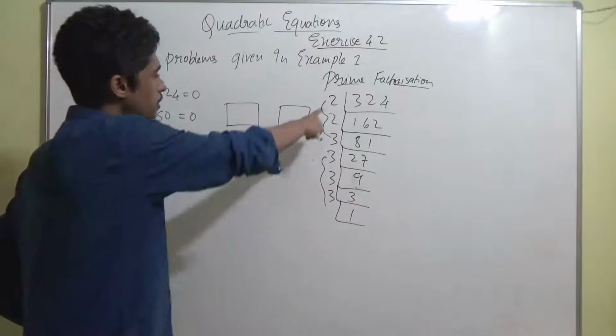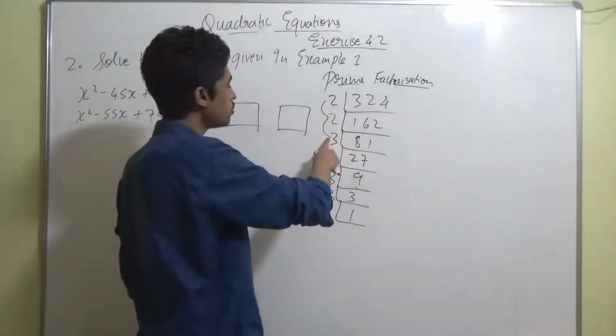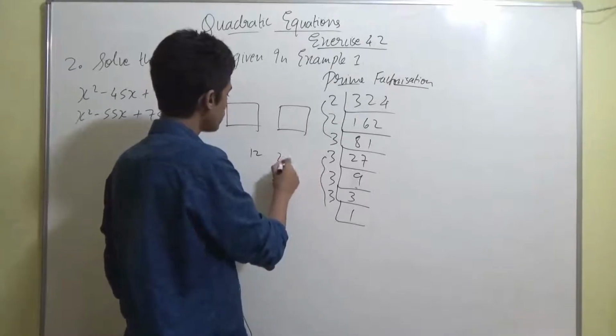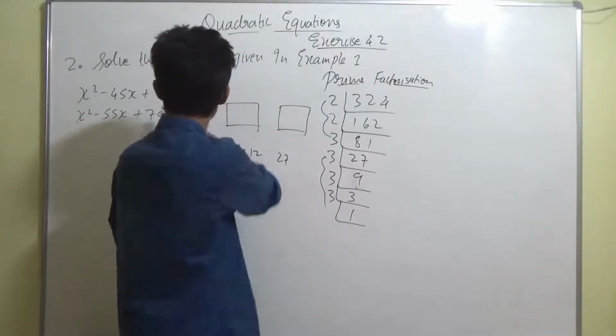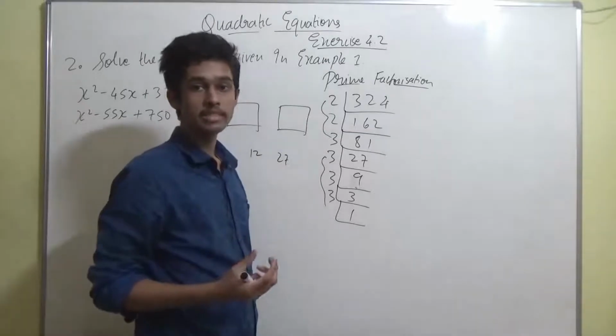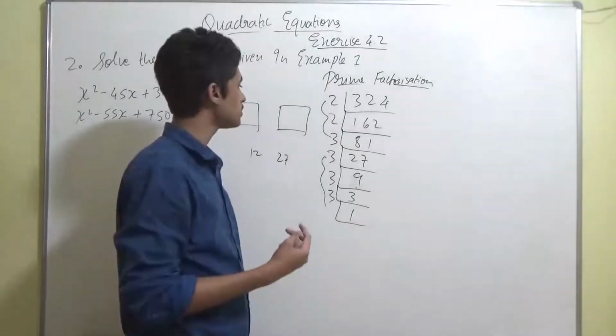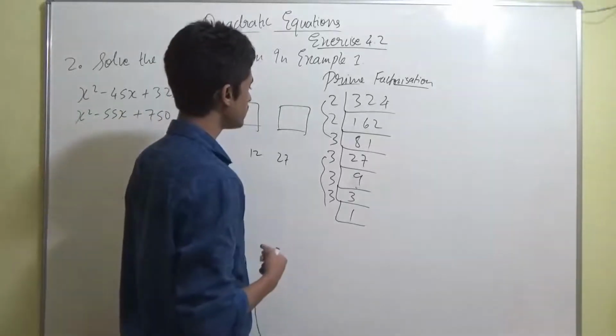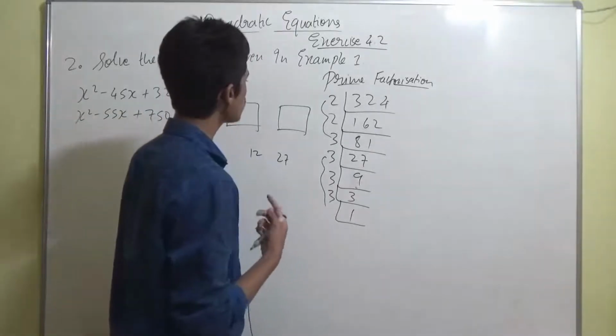Getting it? For example, if you multiply, this becomes 4, 4 into 3 becomes 12, so this becomes 9 into 3, 27. Now if you add 12 and 27, you won't get 45. We have to do a combination in such a way that the addition gives us 45. So we have to take some other combination.